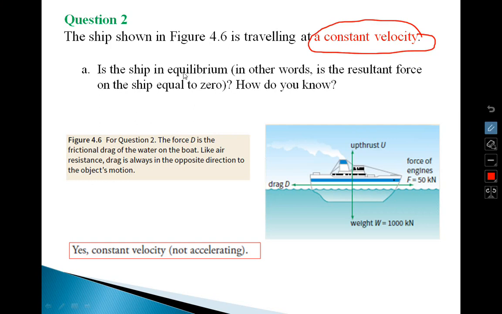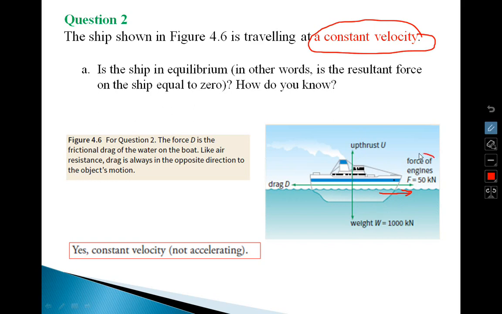The first section of this question: is the ship in equilibrium, or in other words, is the resultant force acting on the ship equal to 0? How do you know? As we can see in this figure, the ship is moving this way, or the front of it is this way, and we have 4 forces acting on it.